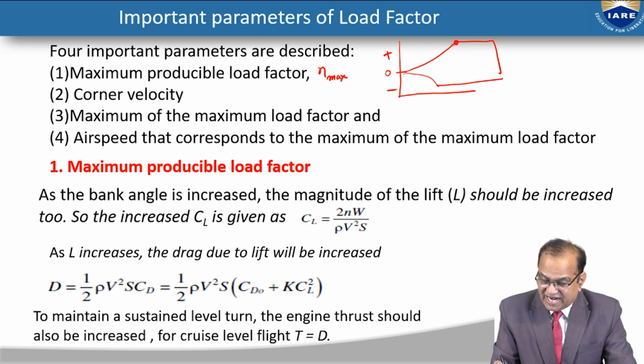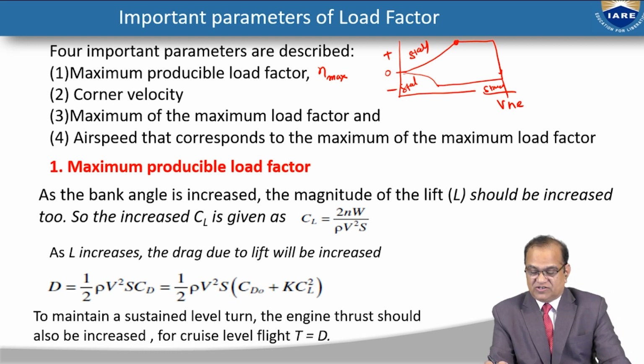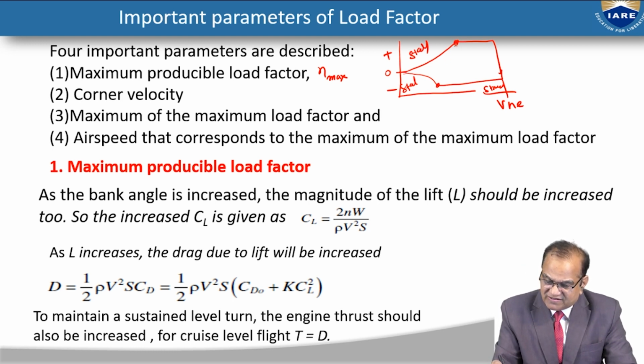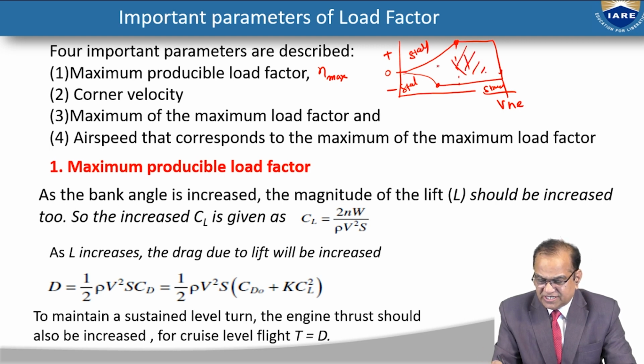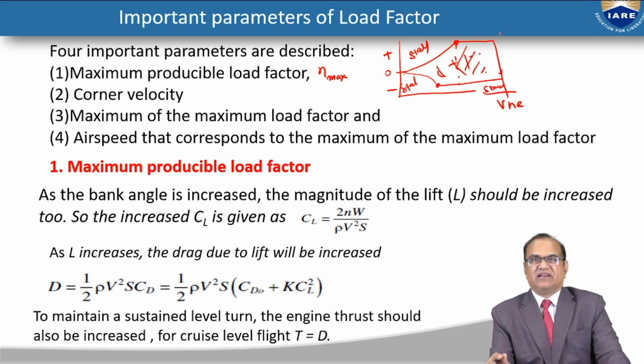So the velocity at this is the stall zone, this is the stall zone, this is the structural failure, this is the VNE, the maximum never exceed velocity. If the aircraft is reaching here, this is the point which is called the corner velocity. Our aircraft should be in between here. That is the best zone to fly. It should not exceed, otherwise the aircraft will fail.